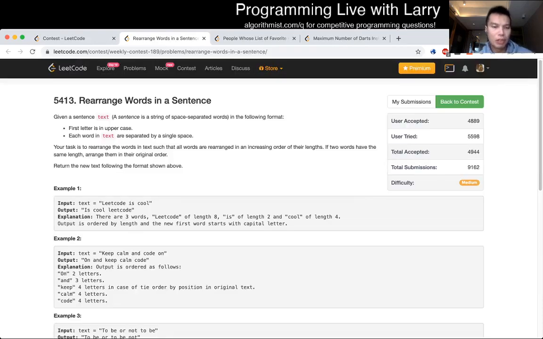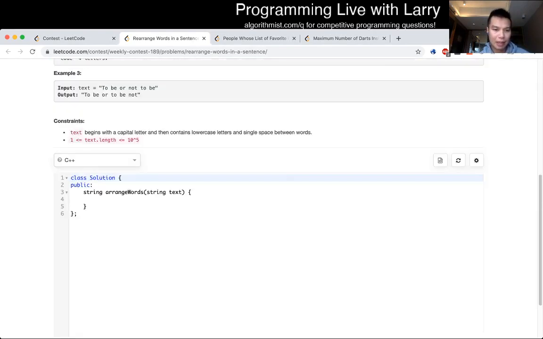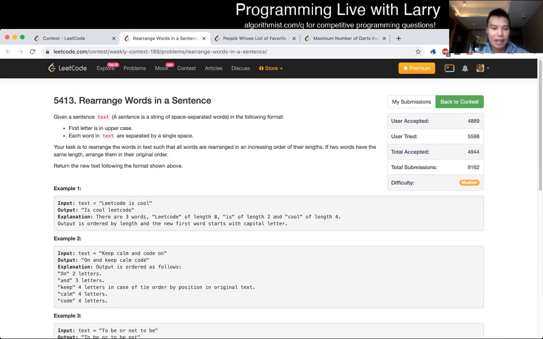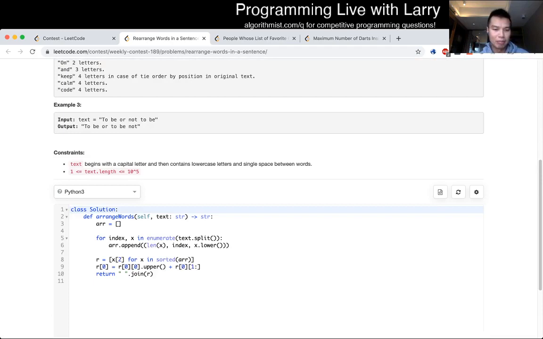Q2, rearrange words in a sentence. For this one, it's just sorting. It's sorting by the length of the string, and then if there's a tiebreaker, you sort by which word appears earlier. So that's what I did. I sort by the length and then the index of the word.